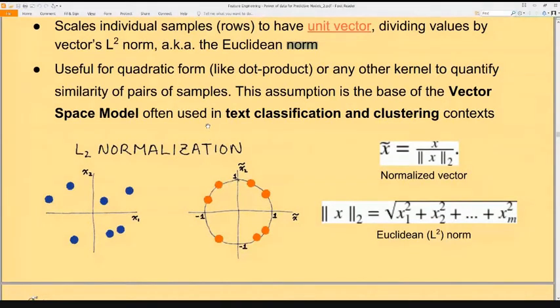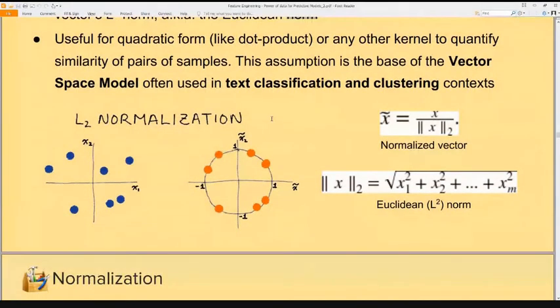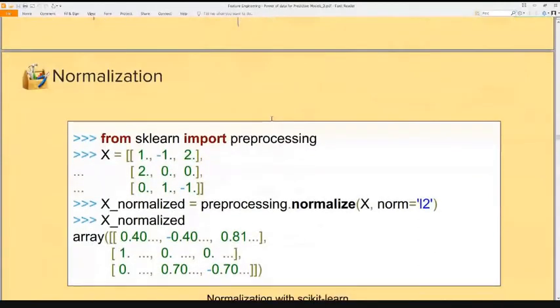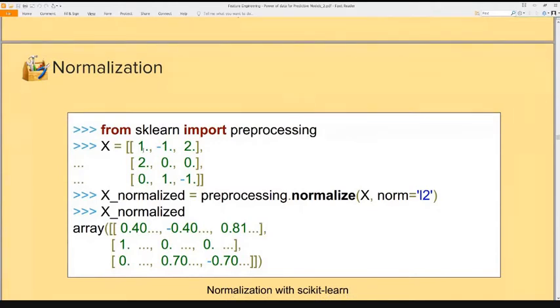This is used in text classification and clustering. I'm guessing we'll look at feature engineering for text later. So this is the syntax. You take it from sklearn.preprocessing, you import normalize, then you normalize X, and you choose which norm you want, whether it is the Euclidean distance L2 or the Manhattan distance, etc.